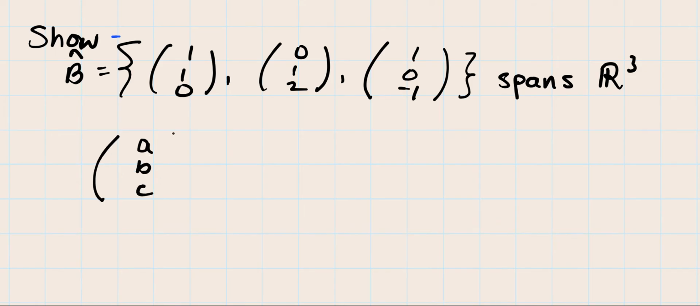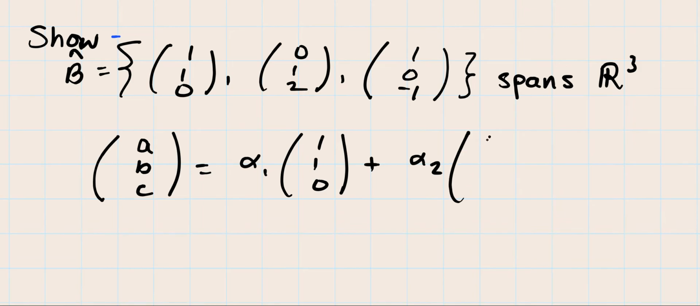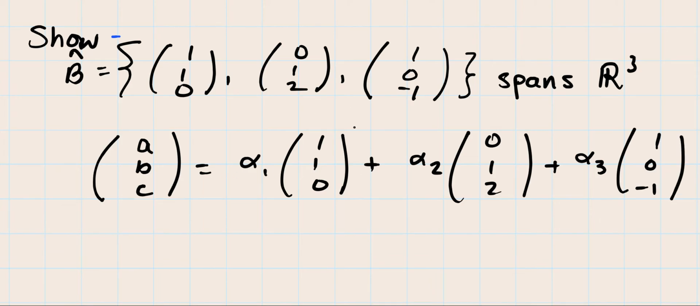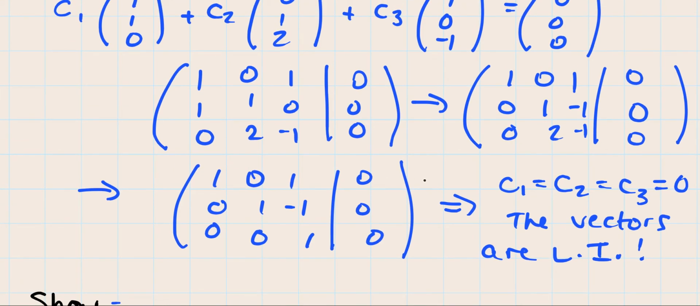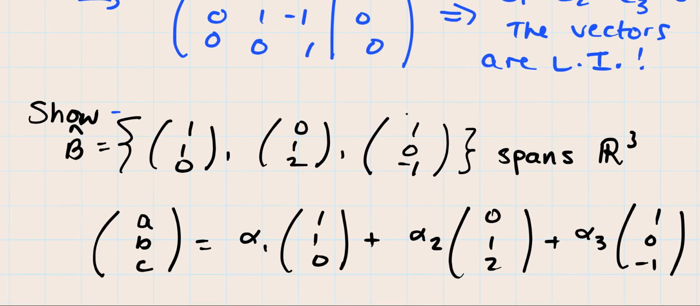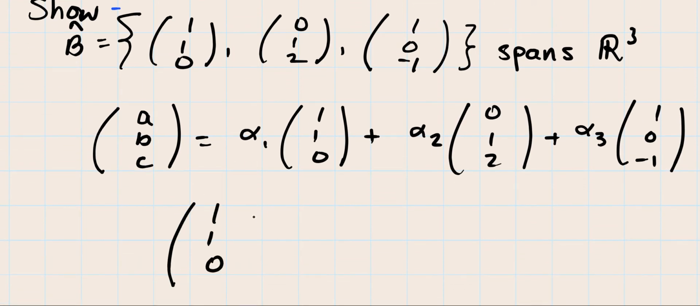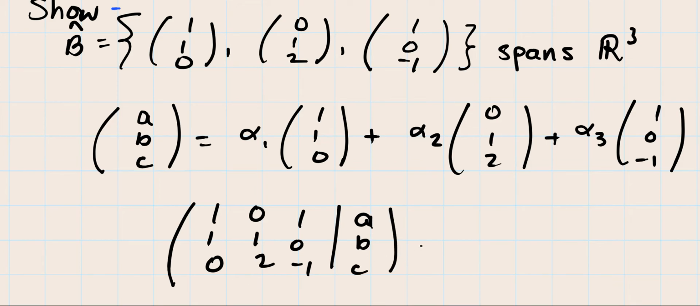So I want to show that any vector (A, B, C) can be written as a linear combination of these three vectors. Again, this is the same thing as what we did before. We're going to make an augmented matrix. The only difference is we put A, B, C here: 1, 1, 0, 0, 1, 2, 1, 0, negative 1, and A, B, C. And if there's a solution, you're going to get the identity matrix for the reduced row echelon form, and you're going to figure out what A, B, and C are.